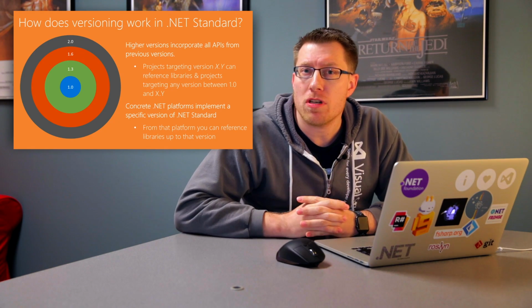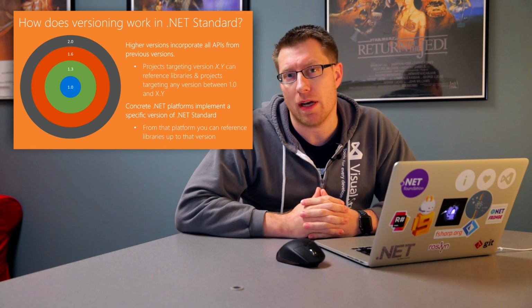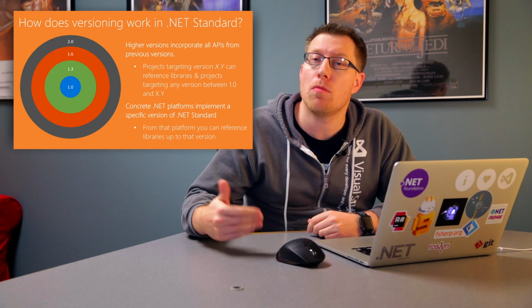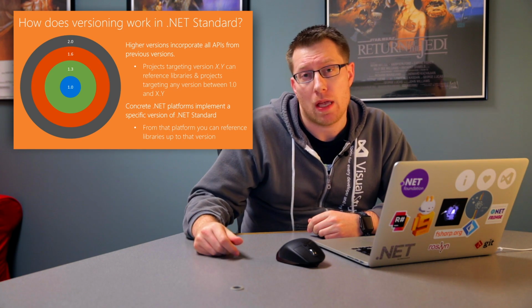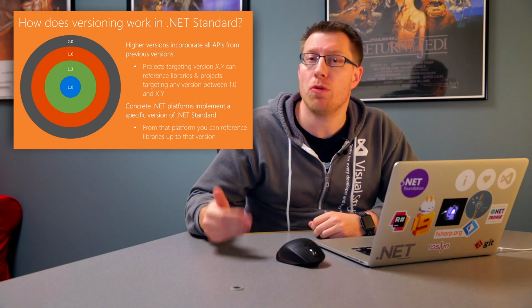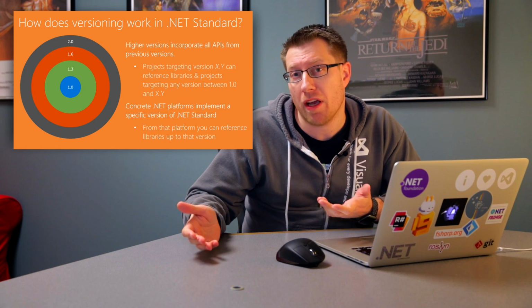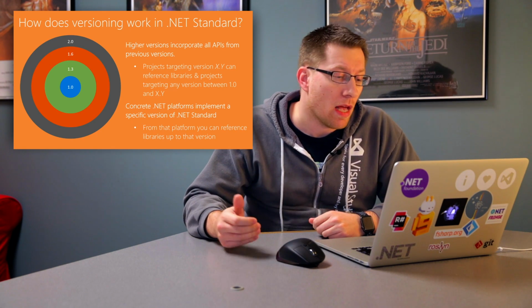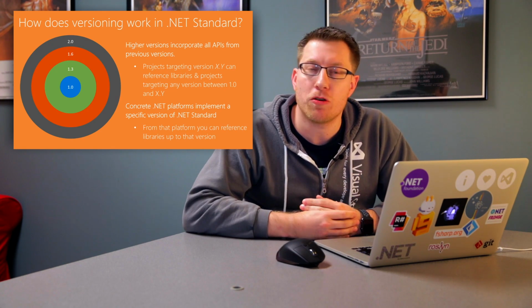The higher the version number of the standard is, the more APIs you have available to you. However, the lower the version number of the standard is, the more .NET platforms have already implemented the standard, which means the more .NET platforms you can run on. So generally speaking, you should choose the lowest version of .NET Standard that you can get away with. All right, now let's look at some concretes.